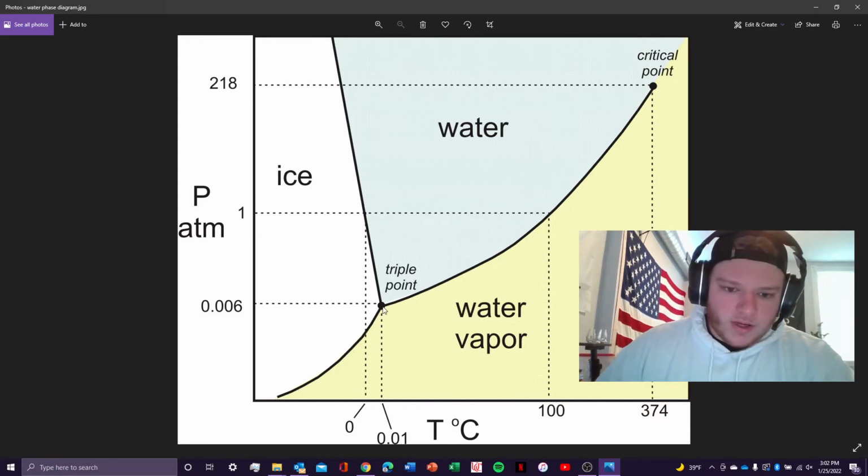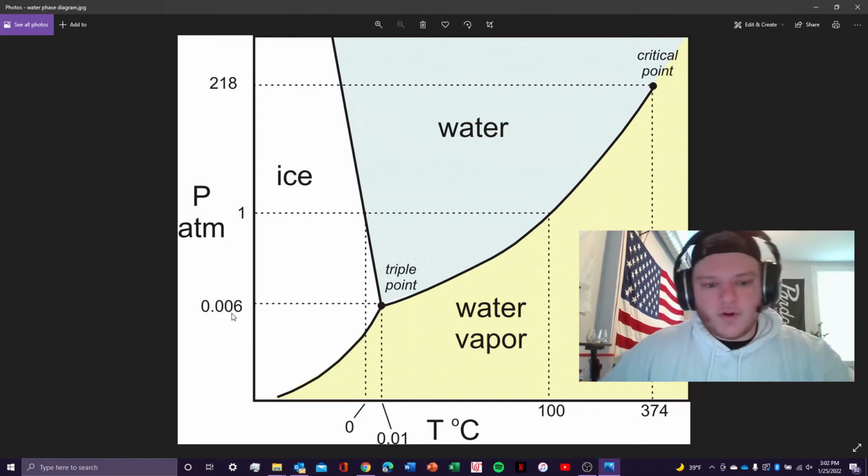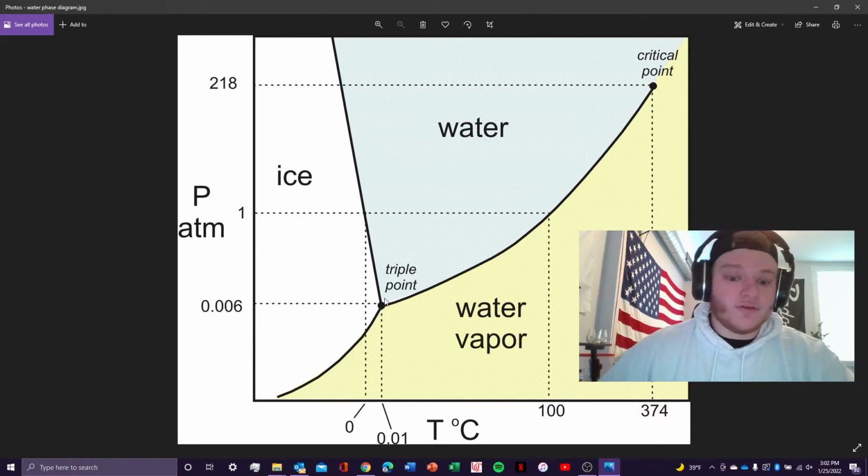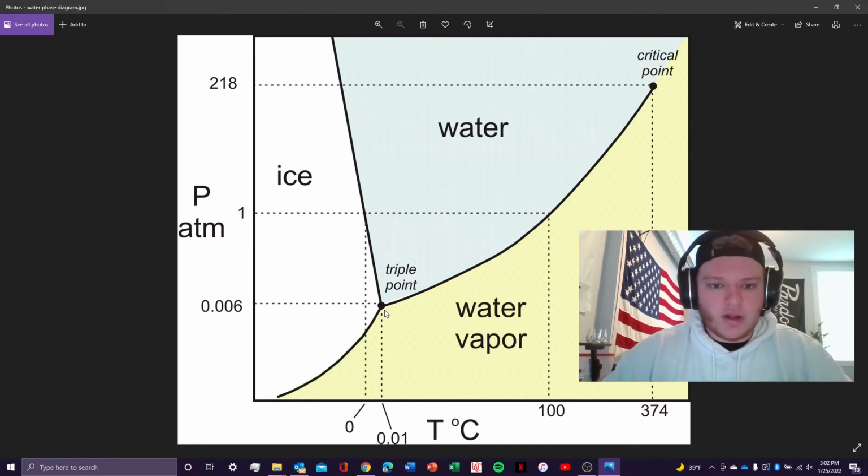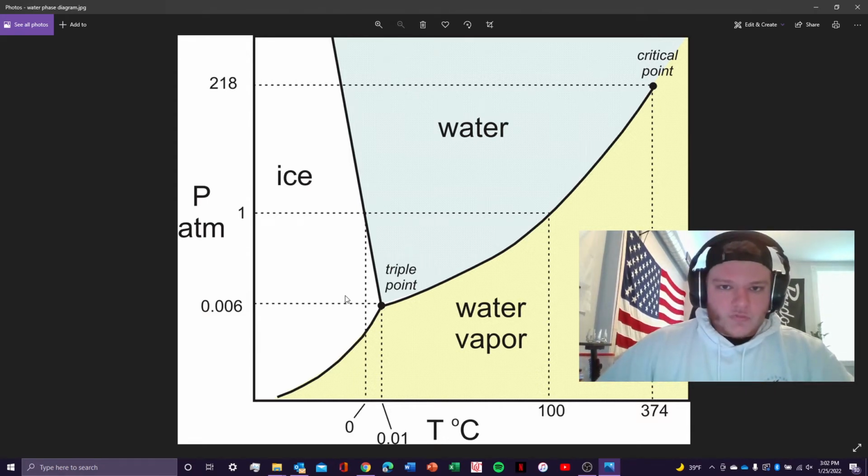So the triple point is all the way down here at 0.006 atmospheres. So in order to reach the triple point, you have to be pulling a vacuum, and that is at 0.01 degrees C. But what is the triple point? The triple point is where solid water, ice, liquid water, and gaseous water, water vapor, all exist at the exact same time simultaneously. So, in order to get to this point, we have to pull a vacuum on the water and have it at 0.01 degrees Celsius.